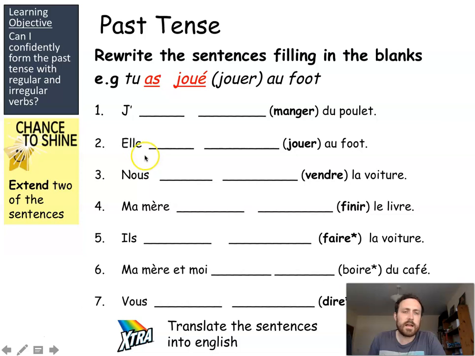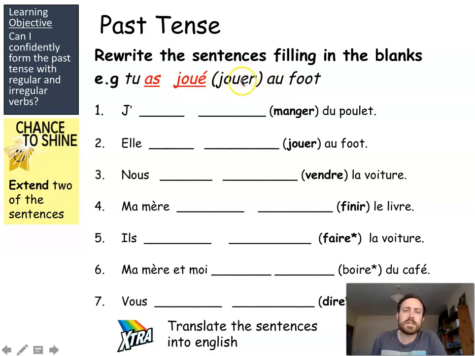The pronoun's already there for you, and the second gap's going to be your past participle. In brackets here, you have the verb in its infinitive form, so that needs to be conjugated into the past tense. For example, tu, we had 2 gaps there.